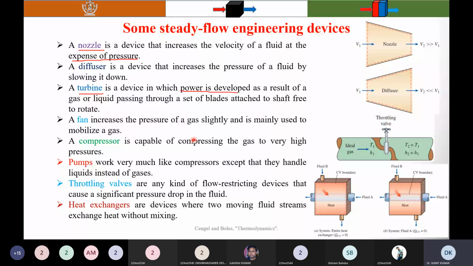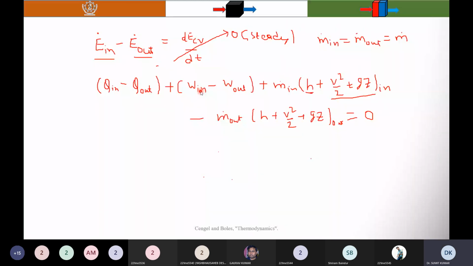Now again, in the case of the compressor or pump or fan, you should decide which terms to keep. Suppose, for example, I have considered a compressor. If the compressor is insulated, then this term again becomes zero, because the compressor is insulated.